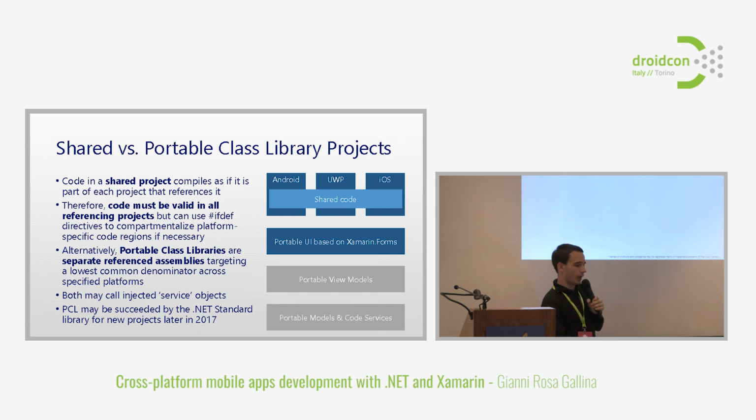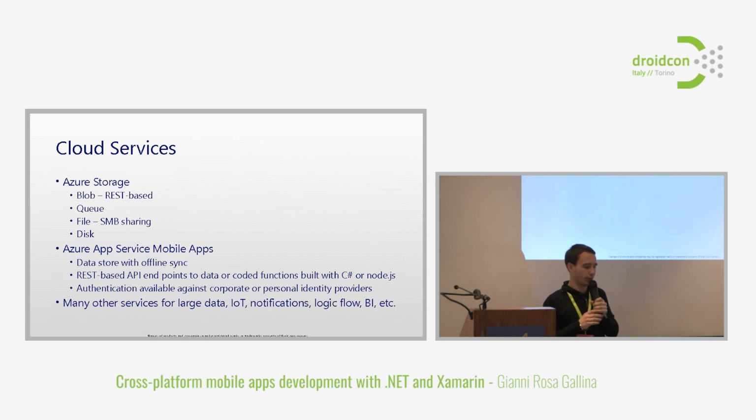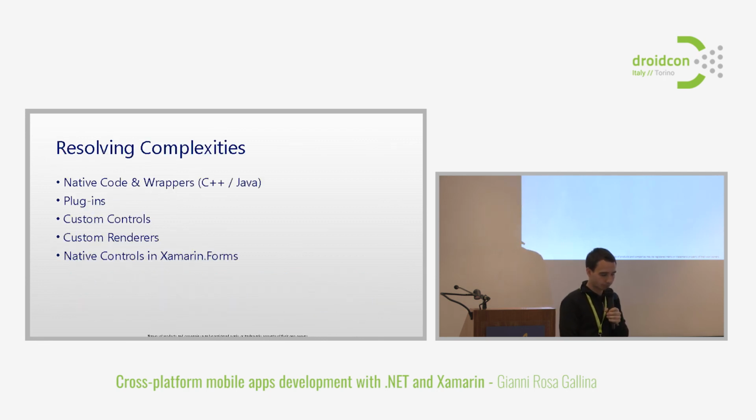And then if our cross-platform code is not enough, as I was saying, we can write native code and link it to our application through Java bindings or C++, and then translate it in C# bindings and use it from our code. We can build custom controls, we can build custom renderers, and then we have native control in Xamarin Forms.